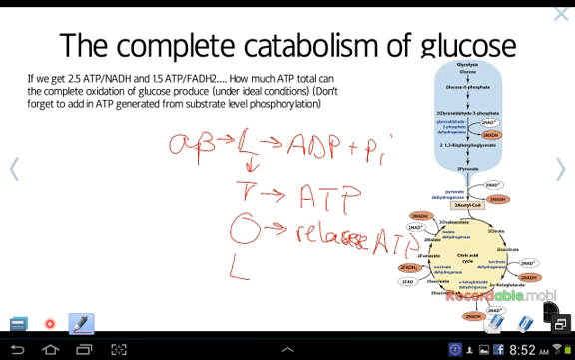Okay, so the one thing I want you to consider is if we get 2.5 ATP for every NADH and 1.5 ATP for every FADH2, how much ATP total can the complete oxidation of glucose produce? Now remember, this is under perfectly ideal conditions. Also, do not forget to add in the ATP generated from substrate level phosphorylation in both glycolysis and the citric acid cycle. So you may have to go back in your book to look at how much is produced in each of those. Okay? So we'll talk about that in class the next time we meet.